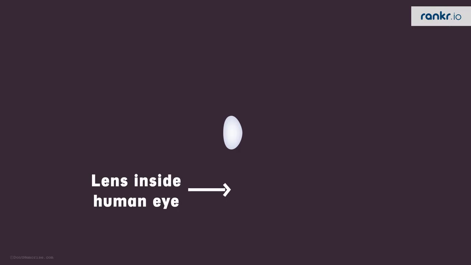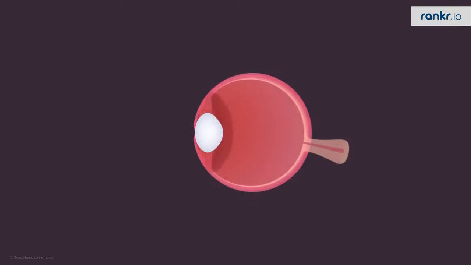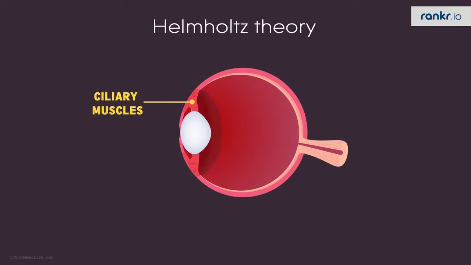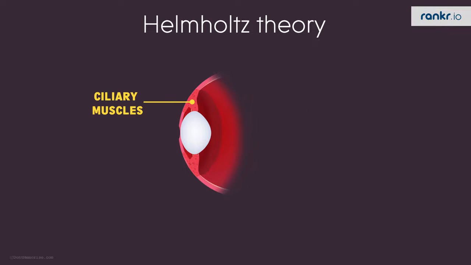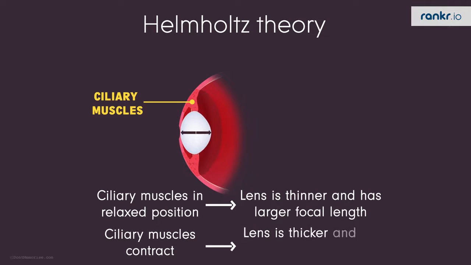This is a flexible lens composed of fibrous jelly-like material. Therefore, the lens can temporarily change its shape up to a certain extent. But how? This movement of the lens is controlled by muscles called the ciliary muscles. One of the most widely accepted theories says that when the ciliary muscles are in a relaxed position, the lens is thinner and hence it has a larger focal length. And when these muscles contract, thickness increases and hence the focal length decreases.